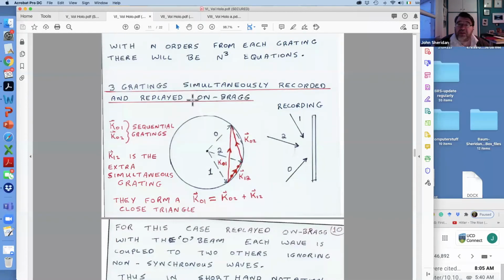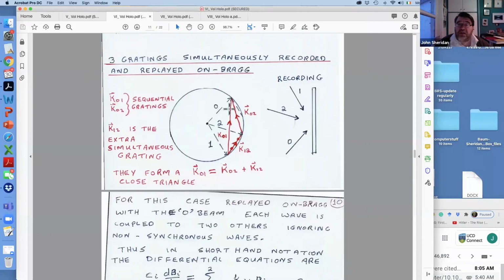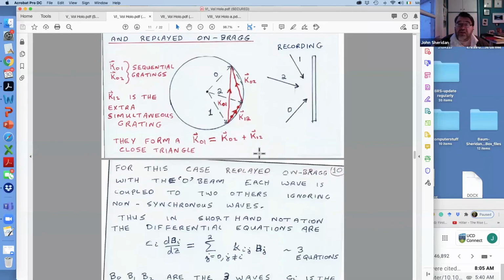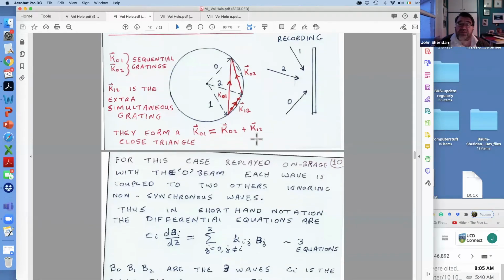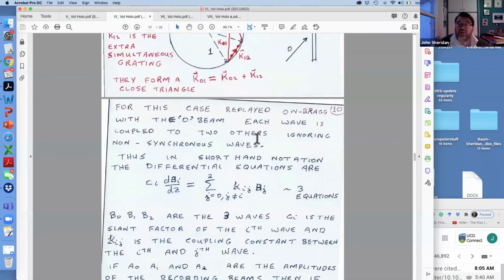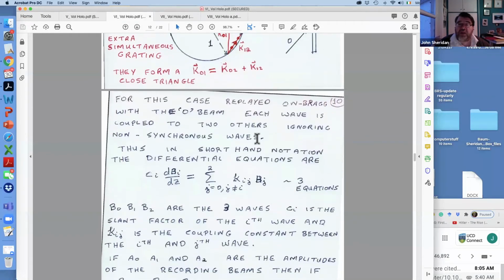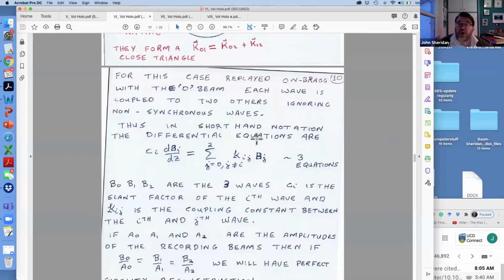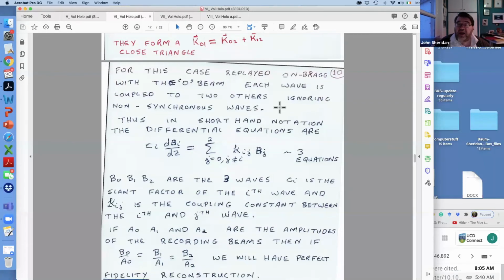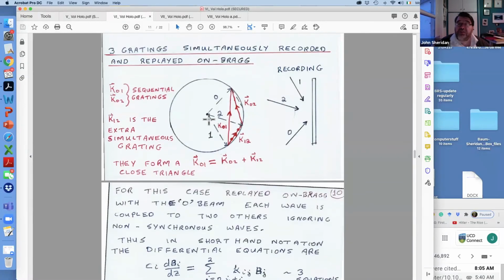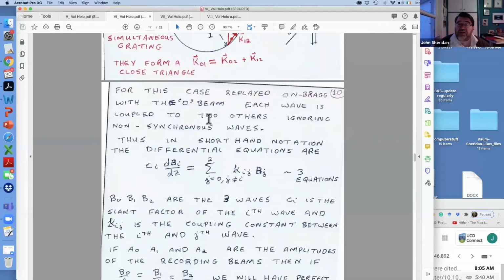So we have 3 gratings simultaneously recorded. Here's our K vectors. Here's our beams, the simultaneous recording. And we have this relationship between these, the way it's drawn. We've got these relationships between the lot of them. For this case, replayed on Bragg with the 0 beam, each wave is coupled to 2 others. And so we ignore any desynchronization between these due to the psi phase relationships between the gratings.